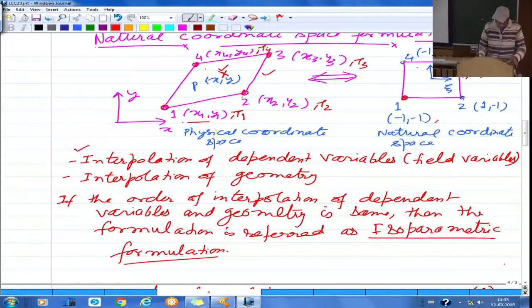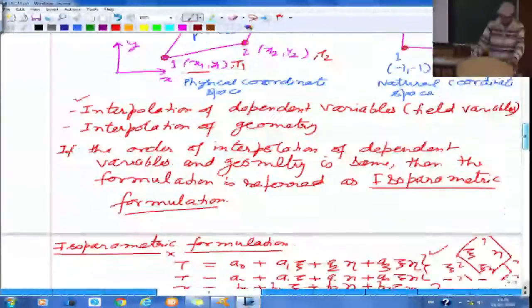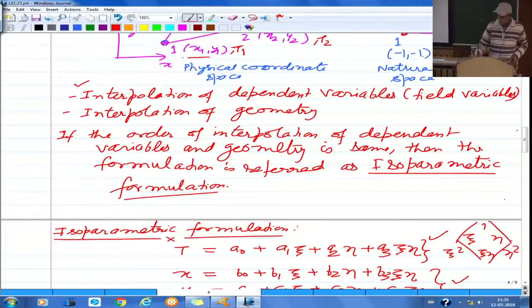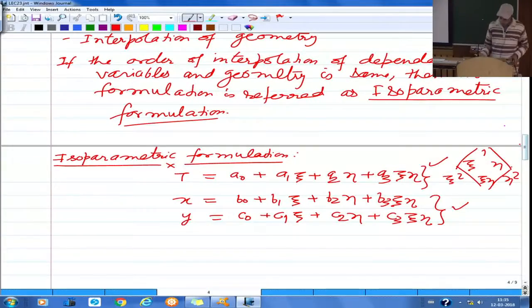So the value of T here is also T1, the value of T here is T2, this is T3 and this is T4. So the mapping is only of the geometry. Whether the point is in the physical coordinate space or the corresponding point in the natural coordinate space, the dependent variable values are the same. So there is no scaling of dependent variables. It's only the change in the coordinates, from physical space to natural coordinate space.